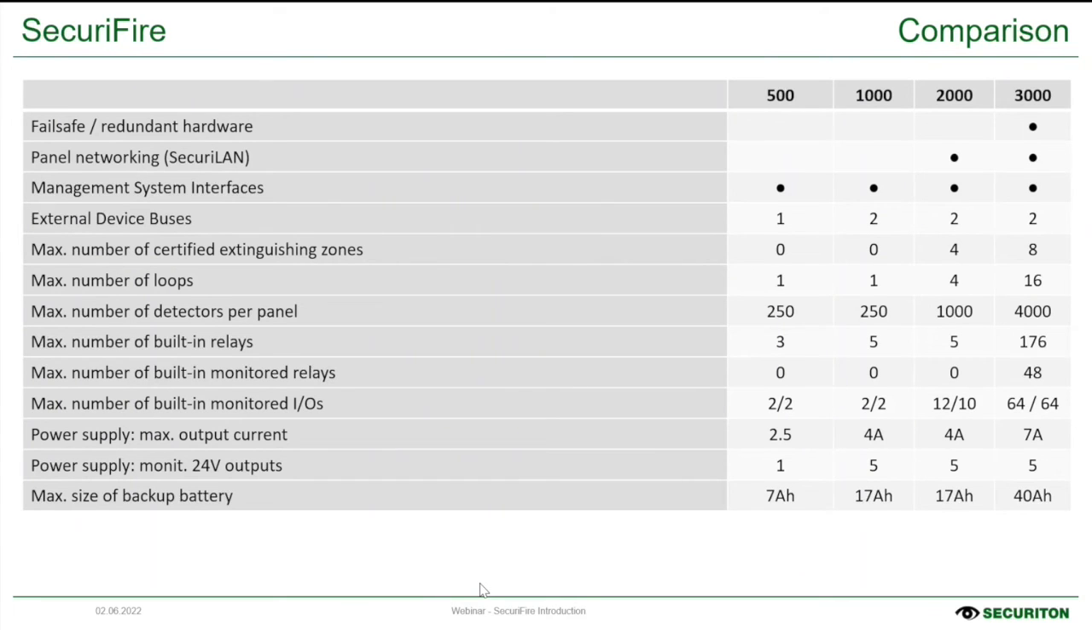There's a comparison between the several panels: 500, 1000, 2000, 3000 version. You see even the failsafe possibility, panel networking only in the 2000 and 3000 versions, management system interfaces for all panels, like external device buses. For the maximum number of extinguishing zones, only the 2000 version has 1 extinguishing zone, and the 3000 version up to 8 if we use gas extinguishing. You see the maximum of loops up to 16 on a 3000 version, up to 4000 detectors on a 3000 version, and so on.